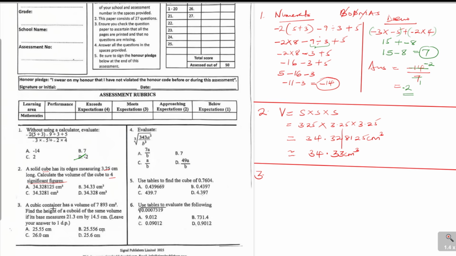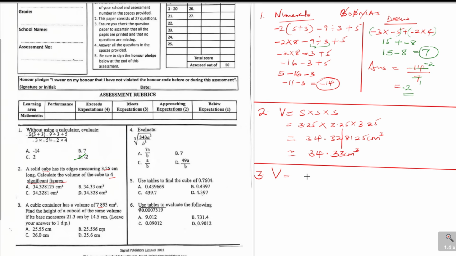A cubic container has a volume of 7893 centimeters cubed. Find the height of a cuboid of the same volume if its base measures 21.3 centimeters by 14.5 centimeters. Leave your answer to 1 decimal place. So you're given the volume, and you're supposed to find the height. The base measures 21.3 and 14.5.